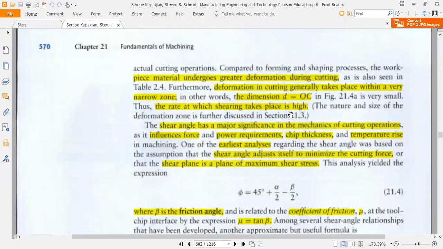Because the area or dimension at which the shearing takes place is very minute, the rate at which shearing takes place is very much higher. So the shear angle is the most important concept. The shear angle has a major significance in the mechanics of the cutting operations, because the shear angle defines how much force will be applied.